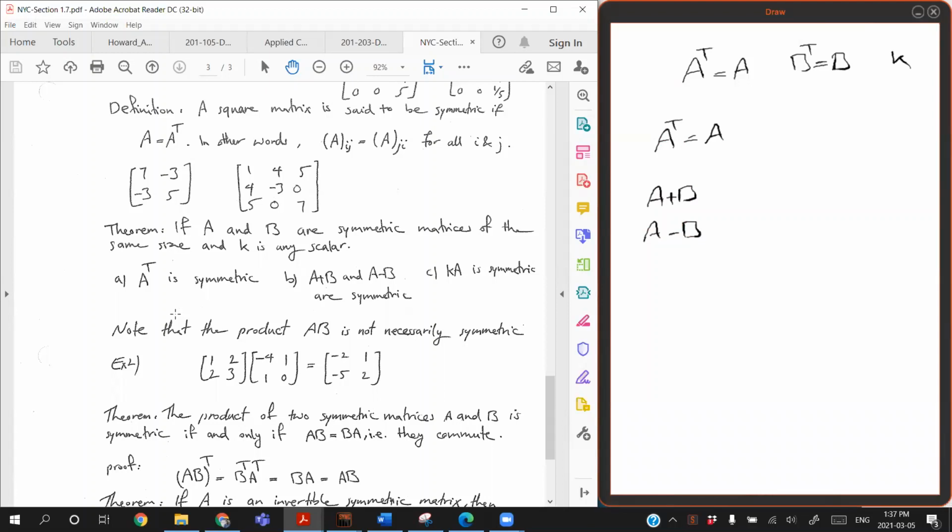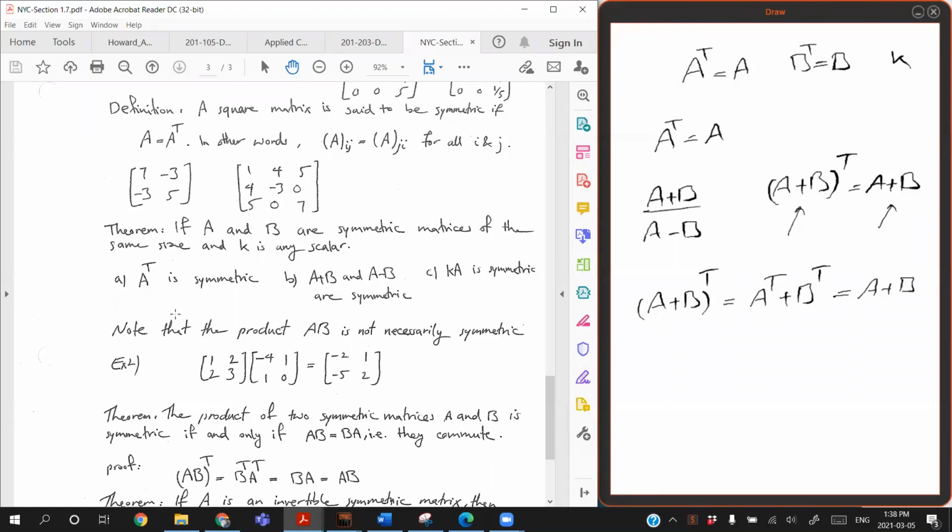It's very easy to prove because if I want to prove that this is symmetric, I need to show that A plus B transpose is A plus B. That is, I have to start here and end here. A plus B transpose. We had a theorem that A plus B transpose for any matrices is A transpose plus B transpose. Then, since A is symmetric, A transpose is equal to A, and B transpose is equal to B. That ends the proof. It's a one-liner proof.